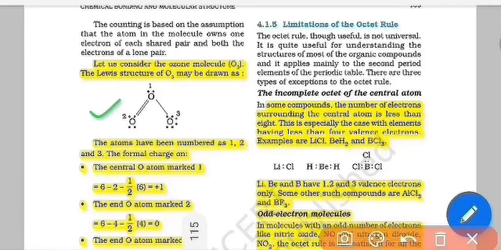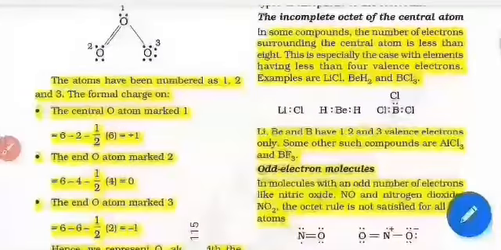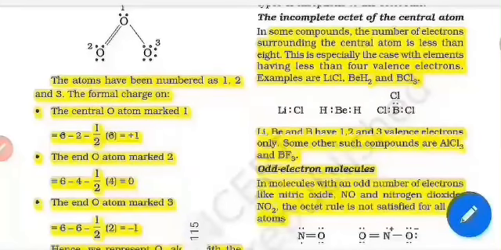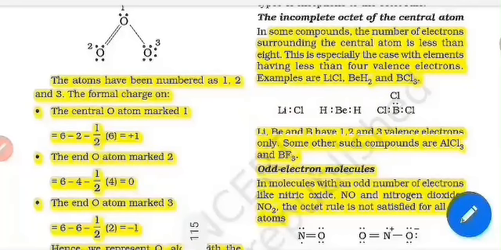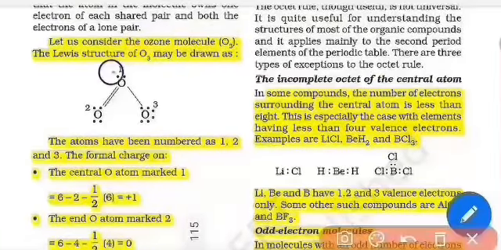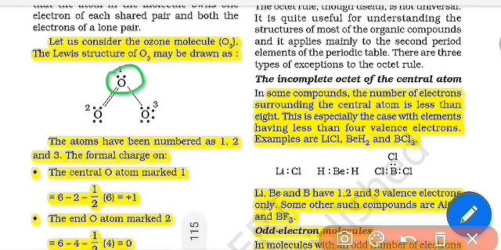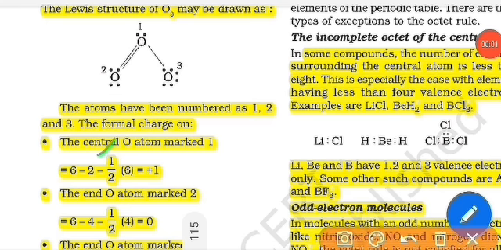This is the ozone molecule. Now label these oxygen atoms by numbers 1, 2 and 3. The atoms have been numbered as 1, 2 and 3. The formal charge on the central oxygen atom marked 1 is 6, where 6 is the number of valence electrons in the neutral state of an oxygen atom, minus 2. Here 2 is the number of unpaired electrons; these electrons are termed unpaired electrons or lone pair electrons. Minus half of 6 gives plus 1.